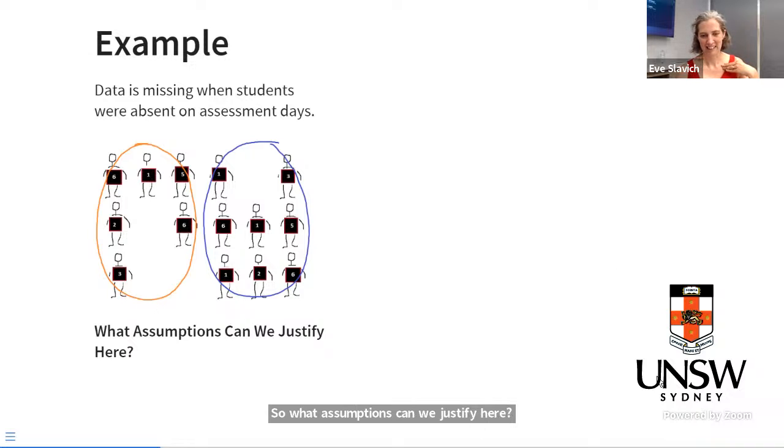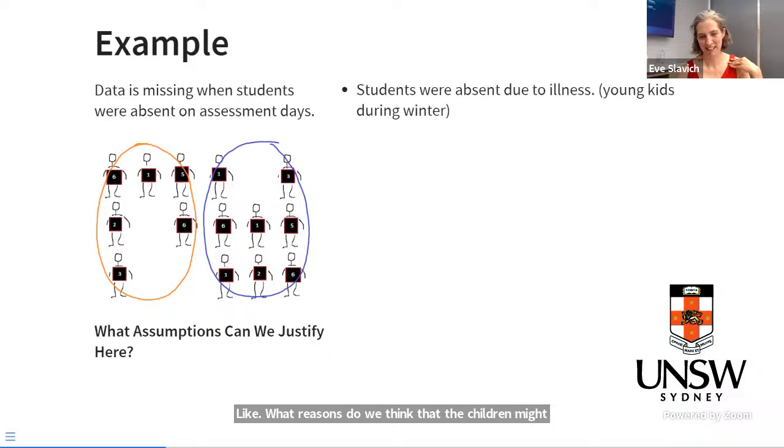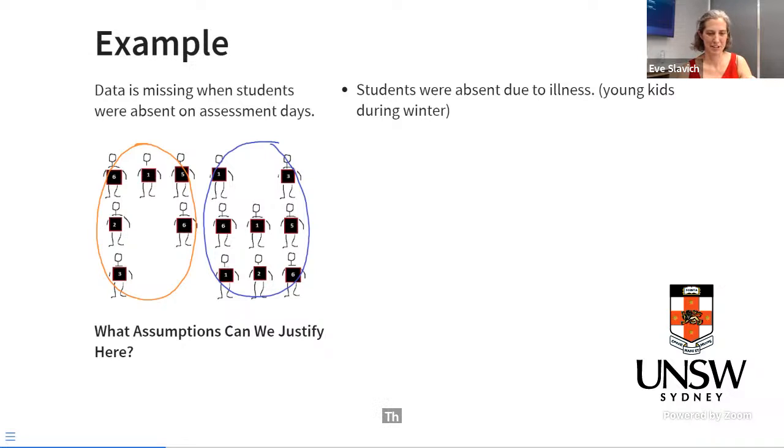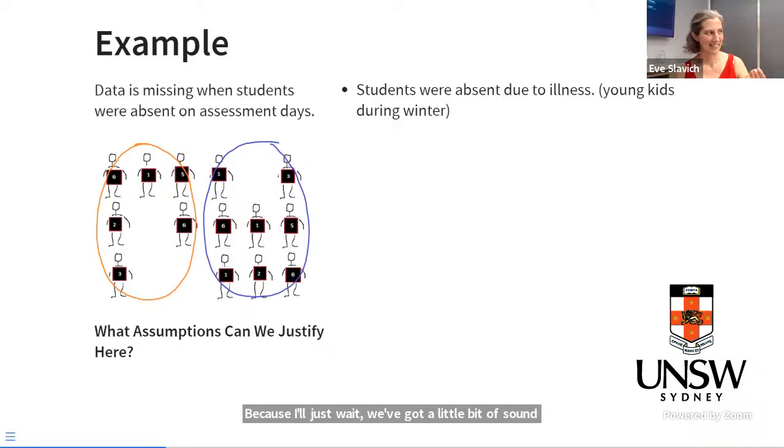What reasons do we think that the children might have been absent? I'm just going to say it. The students were absent due to illness. So we're going to assume the students are absent due to illness, because I'll just wait. We've got a little bit of sound interference here. Because these are young kids during winter.